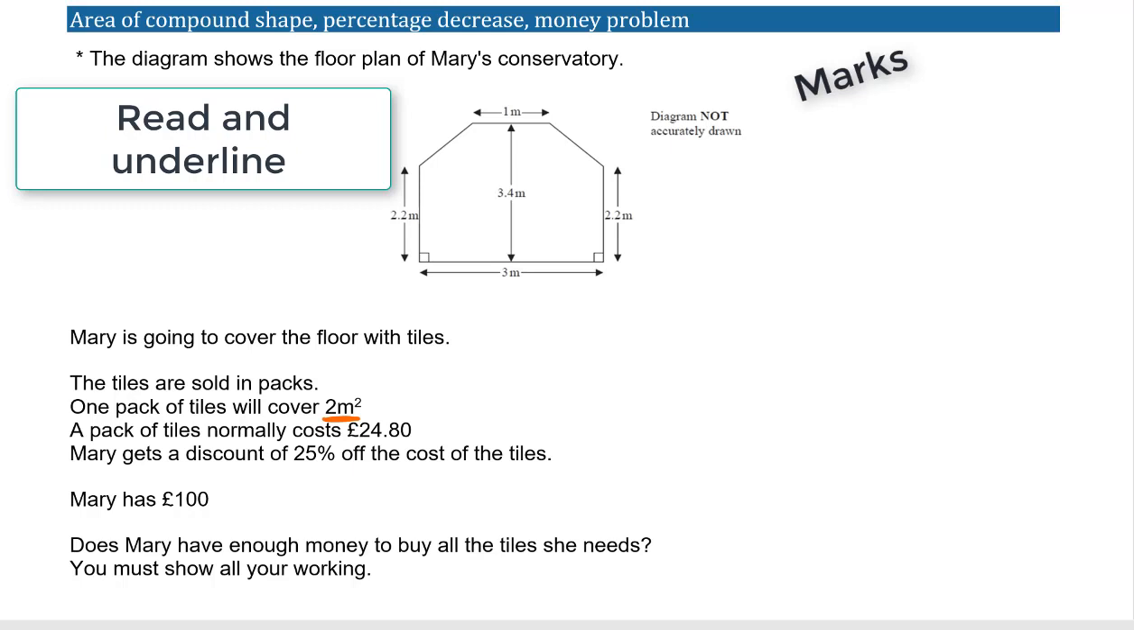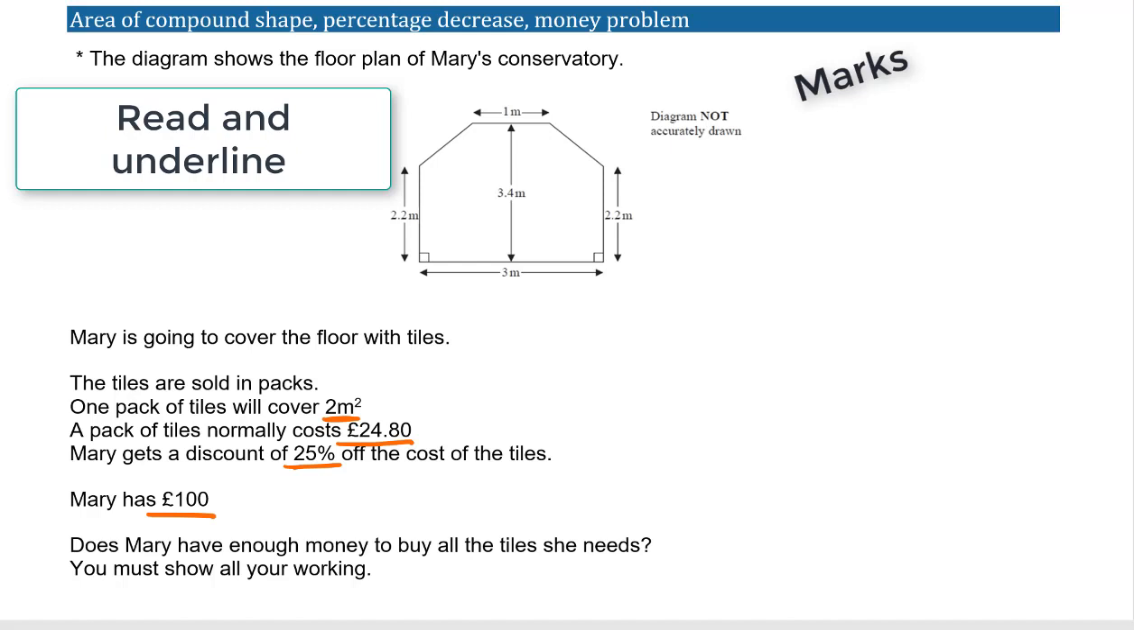A pack of tiles normally costs £24.80. Mary gets a discount. Which shop does Mary go to? I want to go to that shop. Of the cost of the tiles. Mary has £100. Does Mary have enough money to buy all the tiles she needs? You must show all your working. Now this question is worth 5 marks. So in order to achieve all the 5 marks, you will need to show every single working.